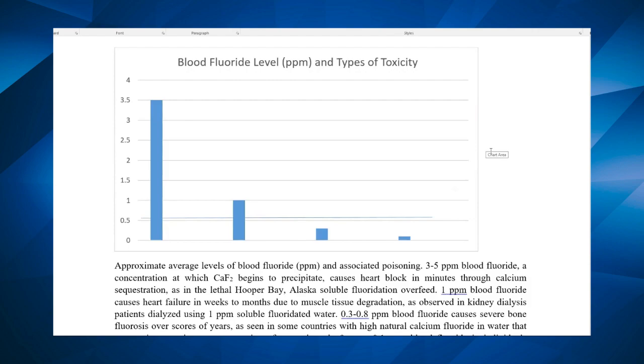This indicates what happens at different levels of fluoride that can exist in a person's blood. These numbers aren't exact. They're just trying to present to you roughly what is to be expected at these levels. So at Hooper Bay, Alaska, when he was killed from the fluoridation overfeed, his blood level was up there around 3 or 4 parts per million. So at this level in your blood, if fluoride gets up that high, you're a goner.